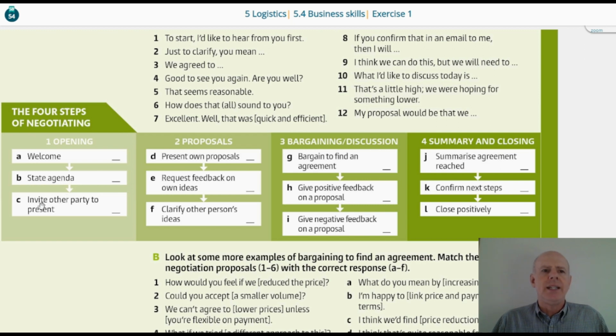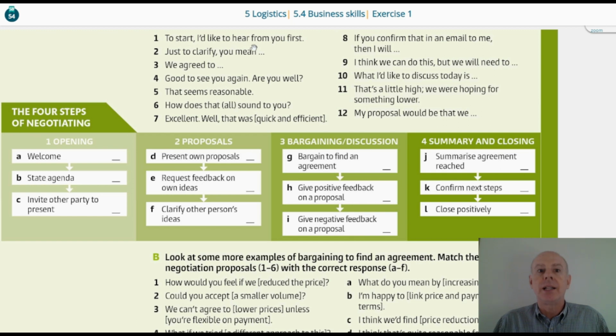Right? C. Invite the other party to present. To start, I'd like to hear from you first, because they know what they're going to discuss. The agenda was sent in advance, so the other person should come with an idea of what the discussion will be about, right? So you invite the other person to present.